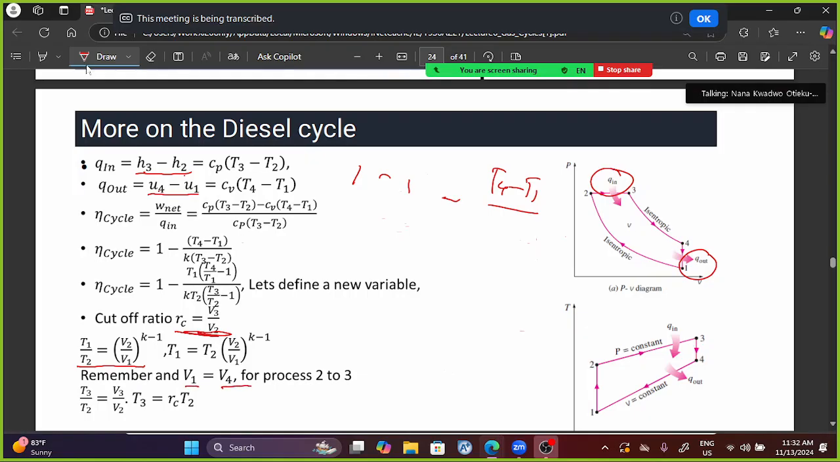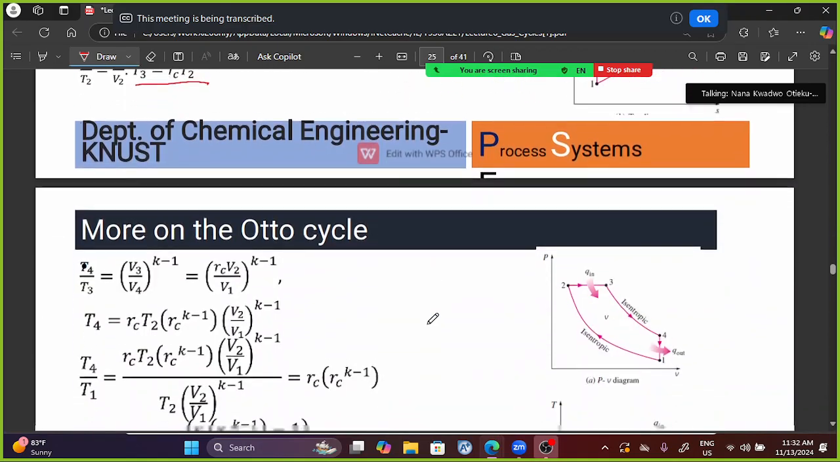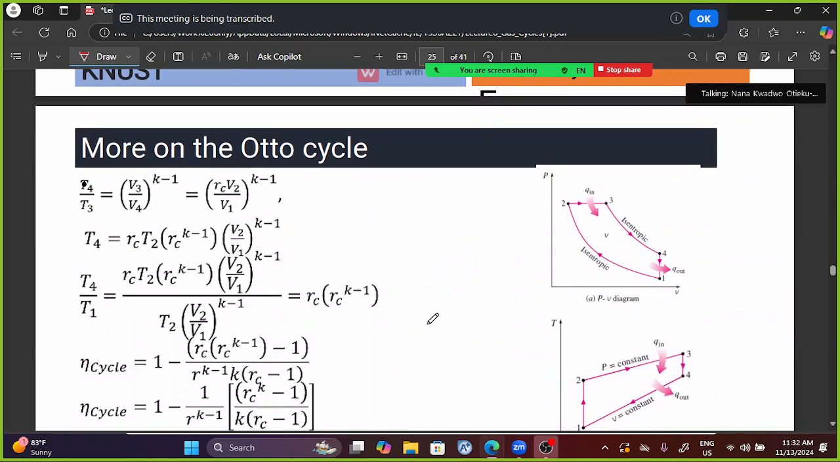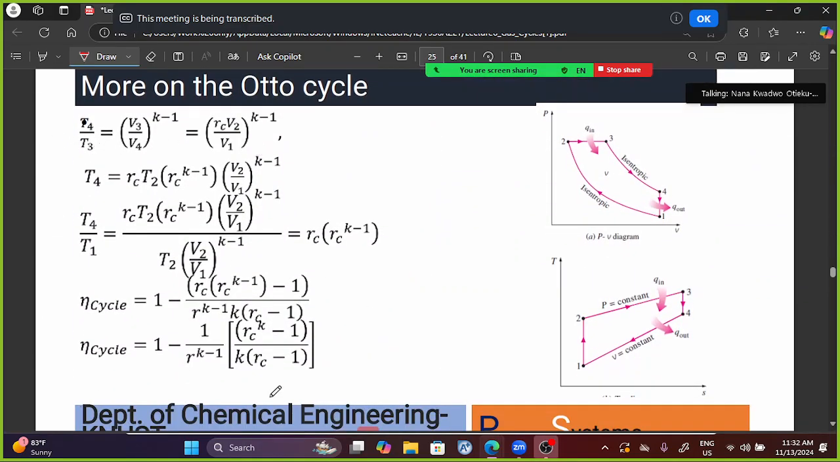That part is going to be a constant volume process. So V1 is going to be equal to V4, and we can just do a change of subject with all these things, right? And then end up with this expression here for our T3. So this part is just algebra, just change of subject. We can carry on with all of that, and then we end up with this final relation down here.